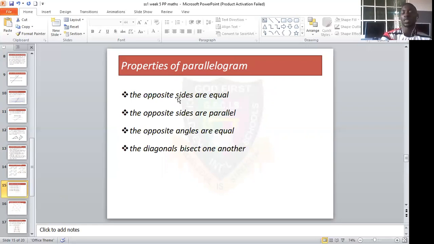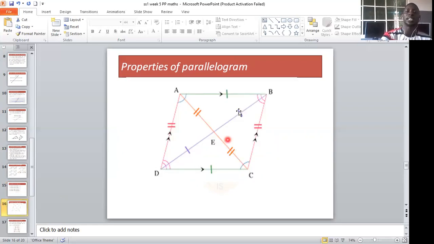Angle A is equal to angle C, while angle B is equal to angle D. Opposite angles are also equal.